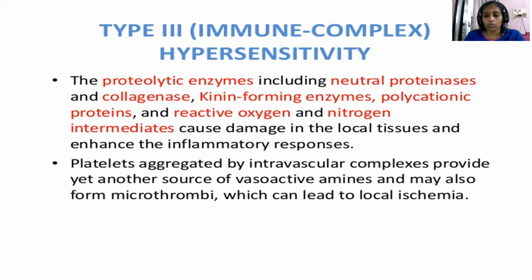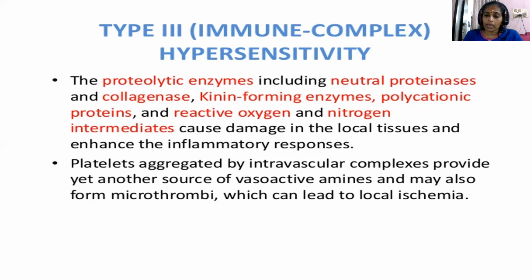In addition to that, the neutrophil produces certain enzymes like neutral proteases and collagenase. There are other proteolytic enzymes like kinin forming enzymes, polycationic proteins, and reactive oxygen and nitrogen intermediates. All this results in the damage of local tissues and enhances the inflammatory response. Not only the complement activation and the production of vasoactive amines, but additionally the proteolytic enzymes produced by various reactions also help in the damage of local tissues and inflammatory responses.